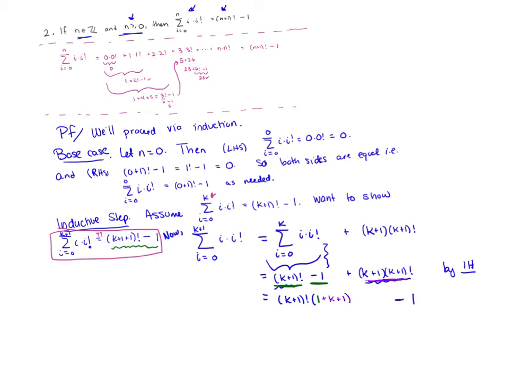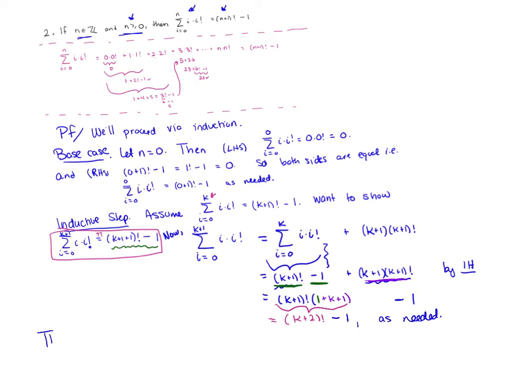Now, 1 plus k plus 1 is k plus 2, and k plus 2 times k plus 1 factorial is k plus 2 factorial. So all those together become k plus 2 factorial, and I still have that minus 1 out there, and that's what I wanted to show. So I'll say, as needed.